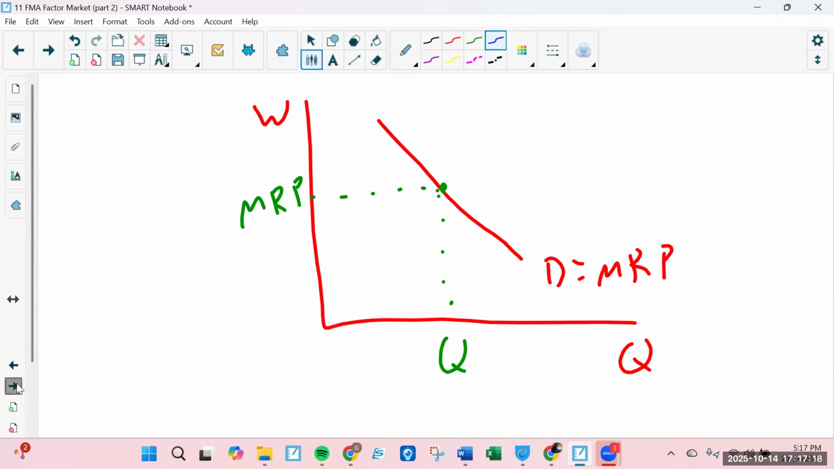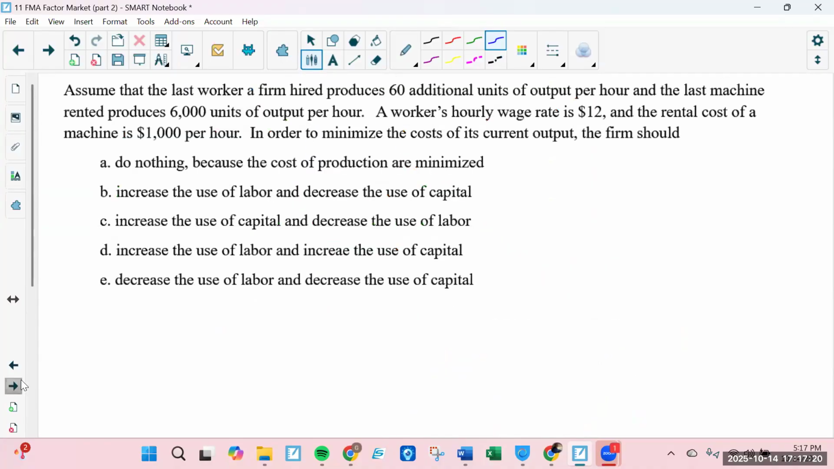I'm giving you this because I know when they ask stuff like this. Here's the next one. Assume that the last worker of a firm hired produces 60 additional units. That's a fancy or a simple way of saying the marginal product of labor is equal to 60. And the last machine is 600 units.